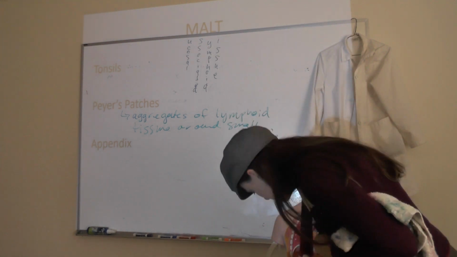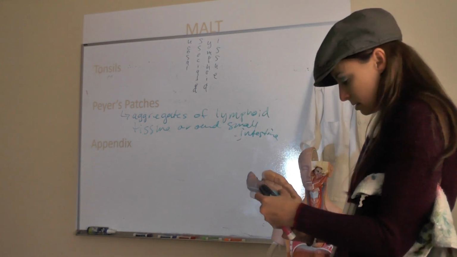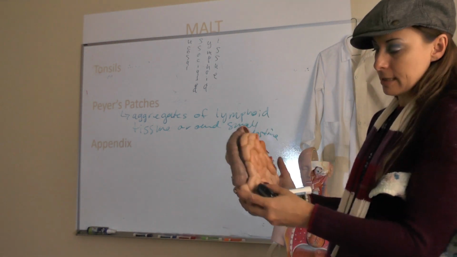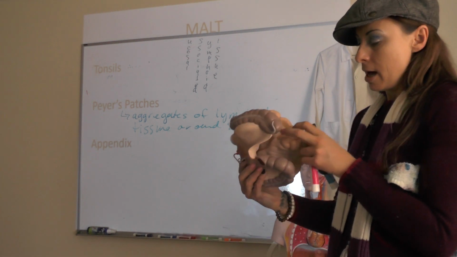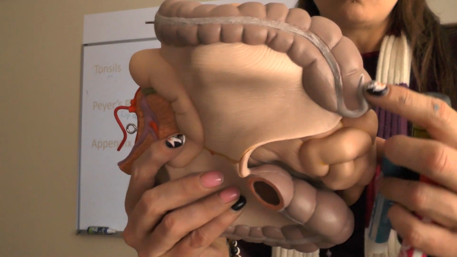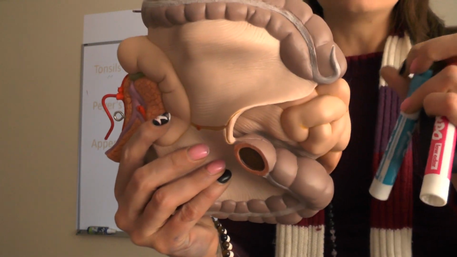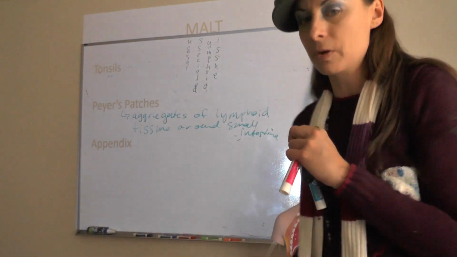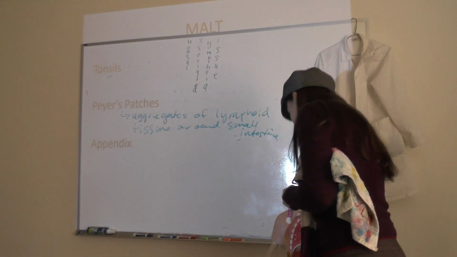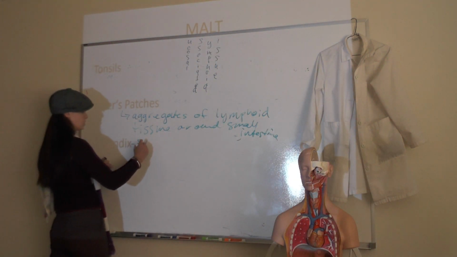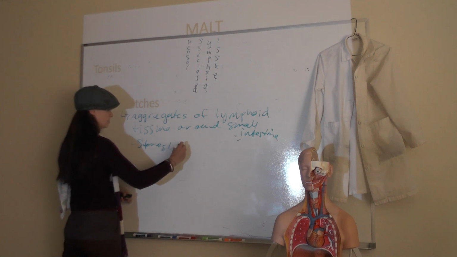So what happens is material is coming in through this ileocecal region. It can back up into the appendix. Here it is. So this is the appendix right here, and as material is coming through, it can back up into the appendix and start an immune reaction and you get appendicitis. So the appendix just stores some white blood cells.